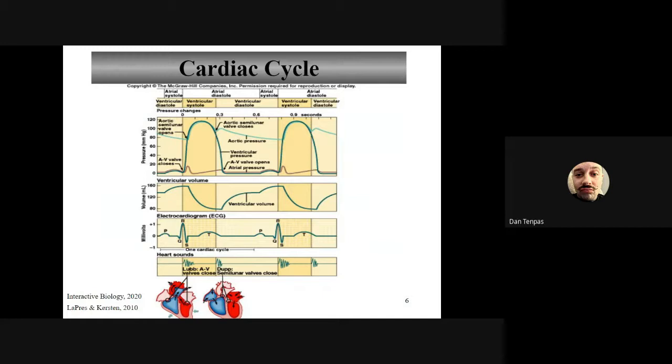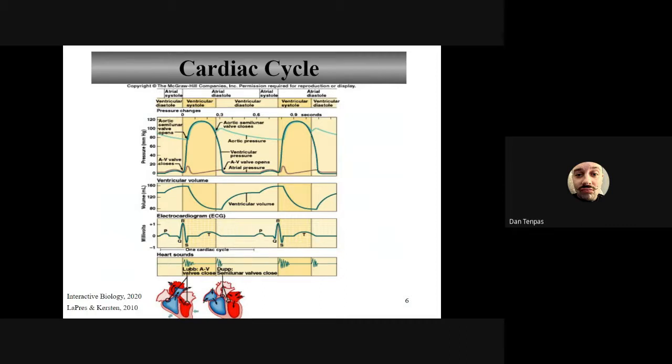Eventually, that pressure will fall below atrial pressure. And when that happens, the AV valve will open. So we see that here. The AV valve is going to open. And that's going to allow passive flow of blood into the ventricles through the atrium. And this would continue then until that P wave would happen again. We have another P wave happening down here.